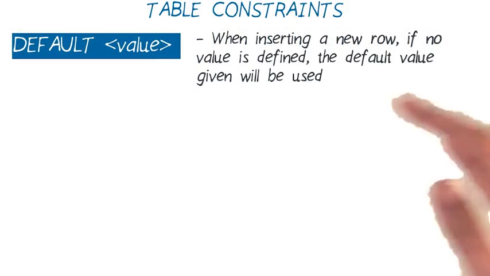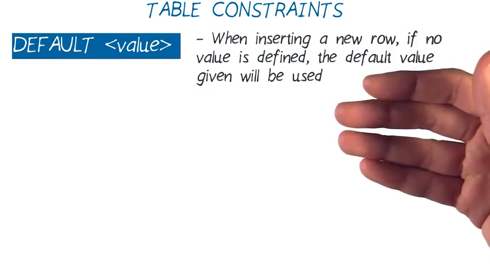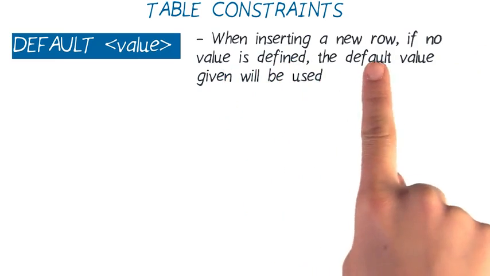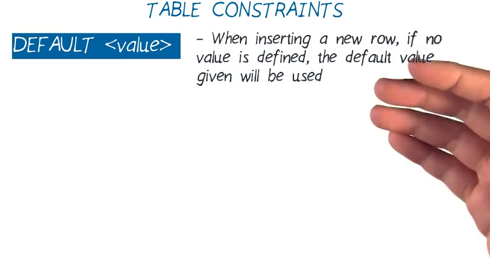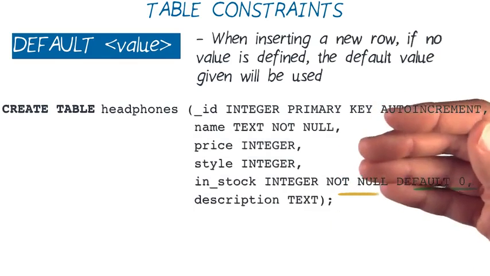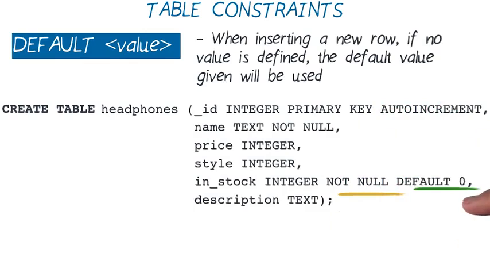So finally, we have here our default keyword, which adds a default value if no other value is given. As it says here, when inserting a new row, if no value is defined, the default value given will be used. So say for example, if no value for in-stock is given, I want it to be set automatically to 0, meaning that there's no stock. Also, if I want in-stock to never be null, I'd add the not null keyword here. So this is what the entire create statement will look like. Notice that I don't add any commas between the keywords, just spaces.